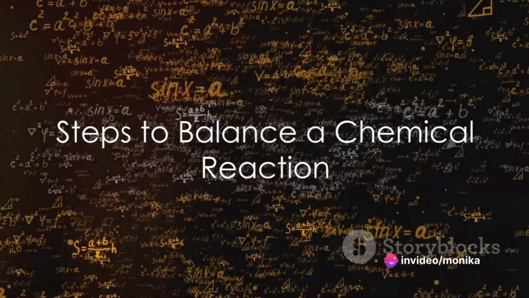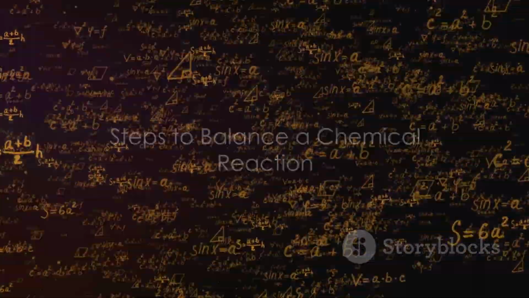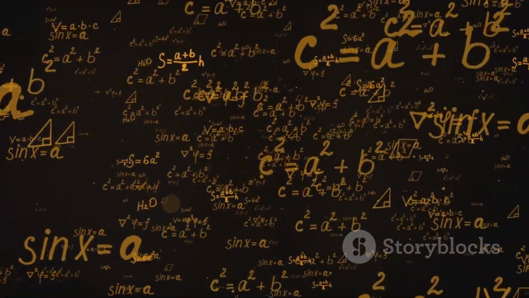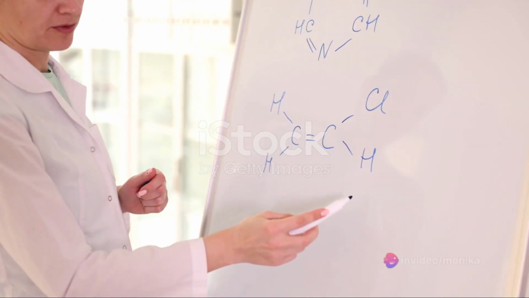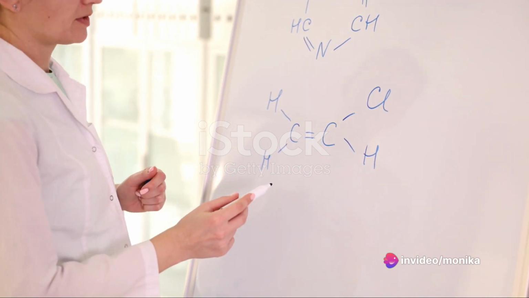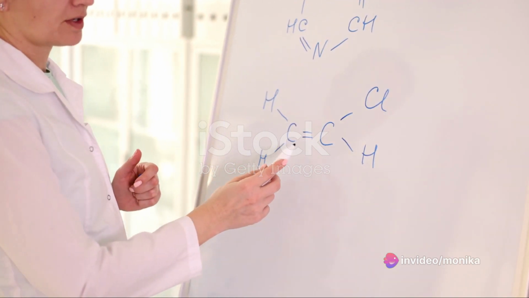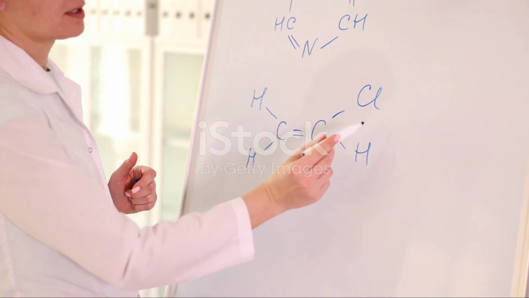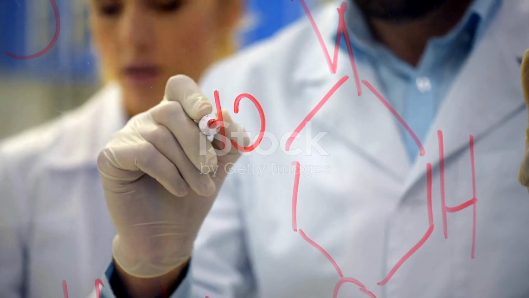So how do we balance a chemical reaction? The process is simple, but it requires a keen eye for detail and a bit of patience. Step 1 is to write down the unbalanced chemical equation. An equation is just a way of representing a chemical reaction with symbols. For instance, hydrogen reacts with oxygen to form water. In chemical terms, that's written as H2 plus O2 yields H2O.